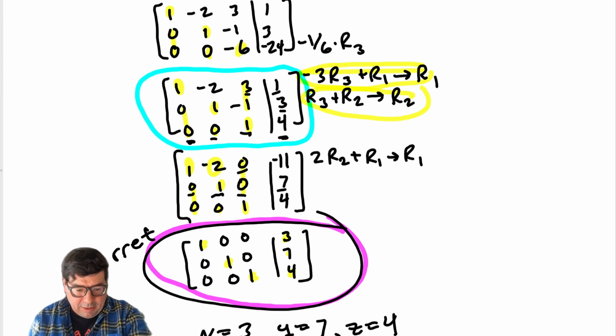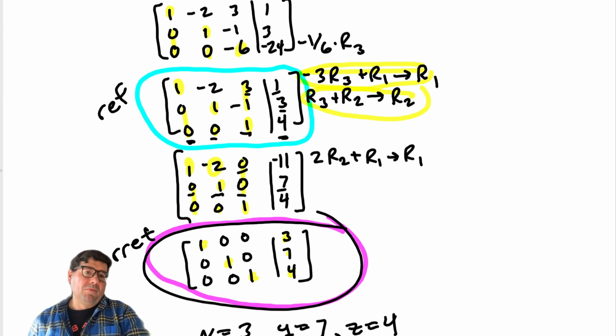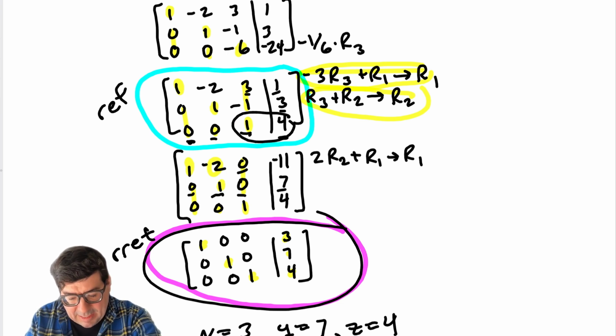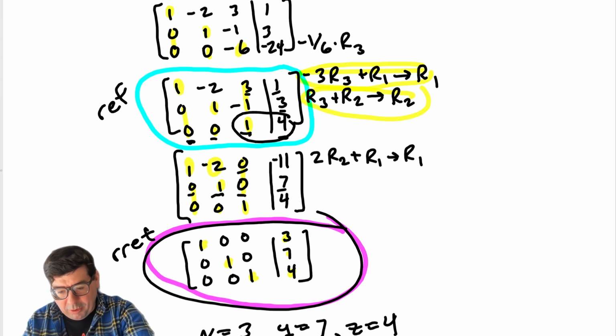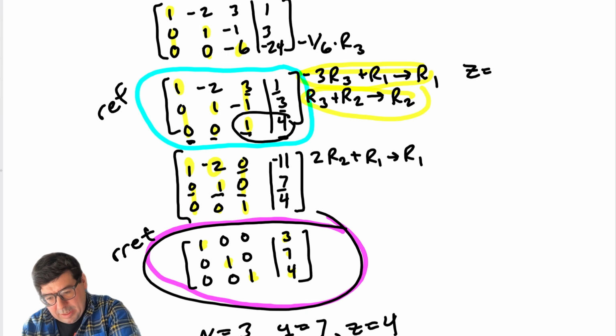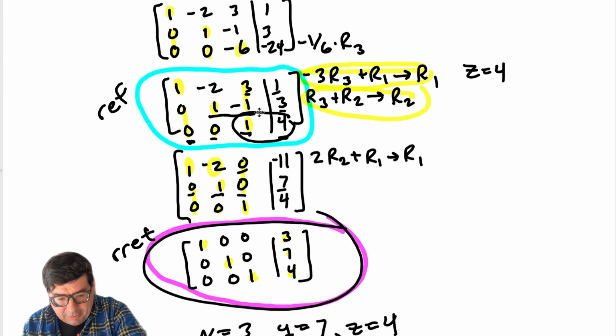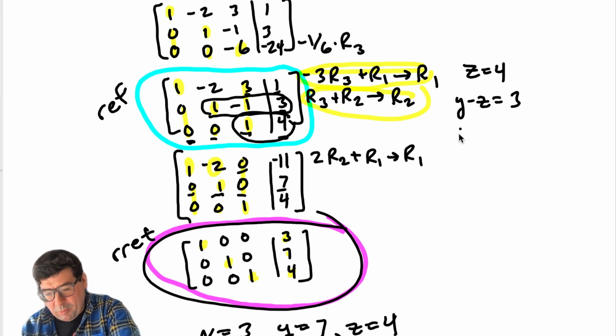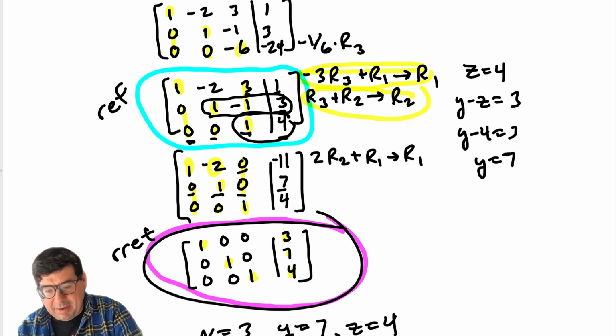If I just said row echelon form, this is also really useful because what this does is it tells you the value of z, right? Z is 4. I'm going to write this over here. Z is 4. And then you could say in the second row that y minus z equals 3, right? And if you know z is 4, then y minus 4 equals 3 and y equals 7, which is what we were doing in the matrix.